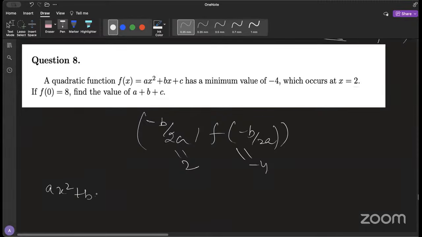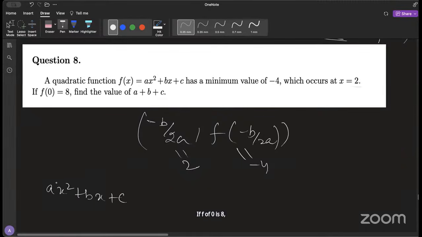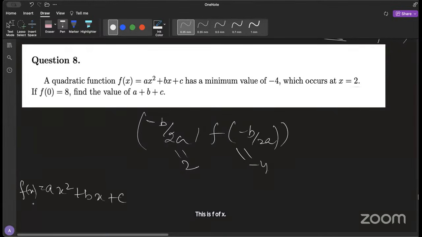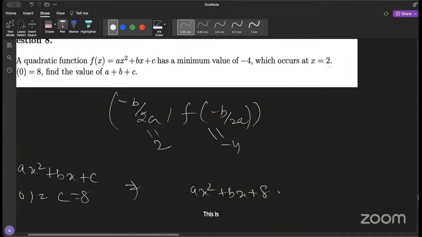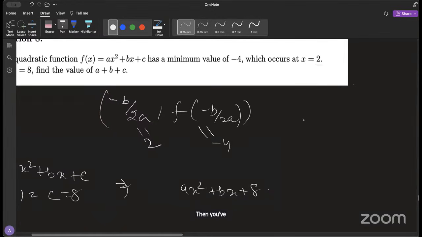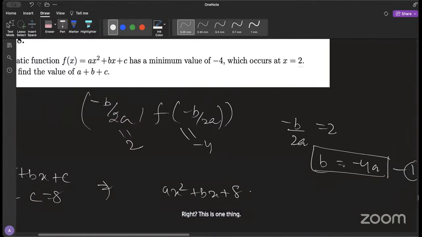If f of 0 is 8, this is f of x. That means f of 0 is c and it's given to be 8. That means this quadratic function becomes ax squared plus bx plus 8. This is one thing. Then you've been given that minus b by 2a is equal to 2. That means b is equal to minus 4a, right? This is one thing. Let's call it equation 1.